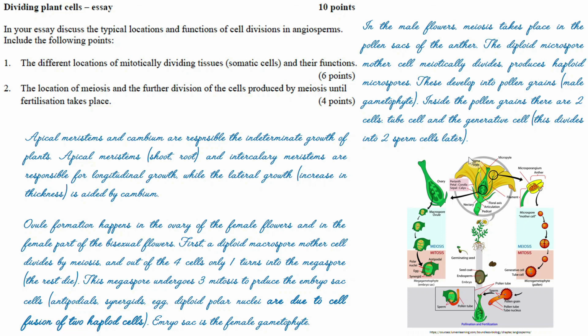In the male flowers, meiosis takes place. In the pollen sacs of the anther, diploid microspore mother cell meiotically divides, produces haploid microspores. These develop into pollen grains. Inside the pollen grains, there are 2 cells, tube cell and the generative cell, which will later on divide into 2 sperm cells.